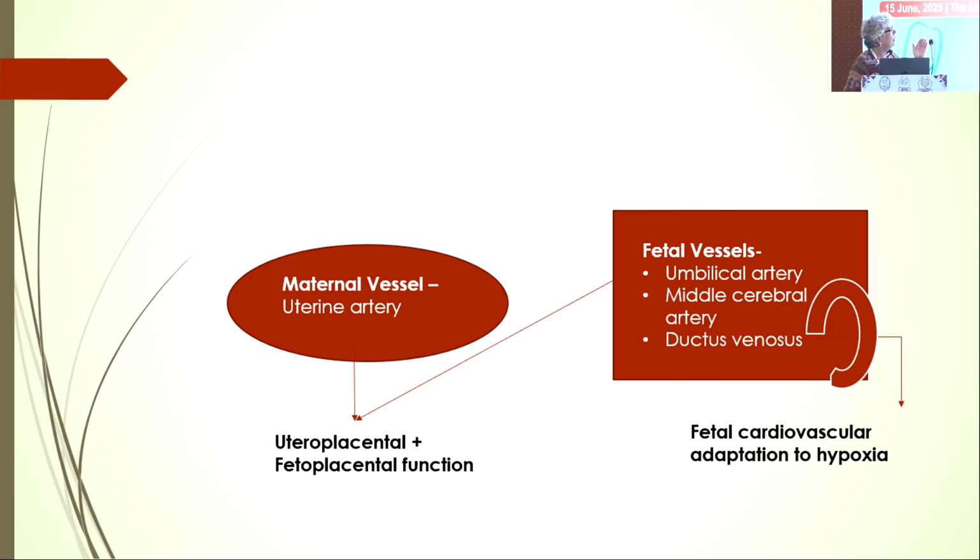When we do the maternal vessel, the uterine artery, it gives the idea about the uteroplacental circulation. And when we do the Doppler for the umbilical artery, it gives us the idea about the fetoplacental circulation. And the middle cerebral artery and ductus venosus give us the idea, in case of hypoxia, whether there is any fetal cardiovascular adaptation, whatever the abnormality is, and at what stage the growth restriction is.